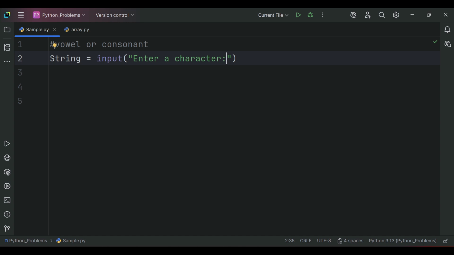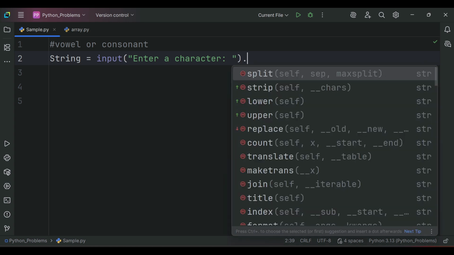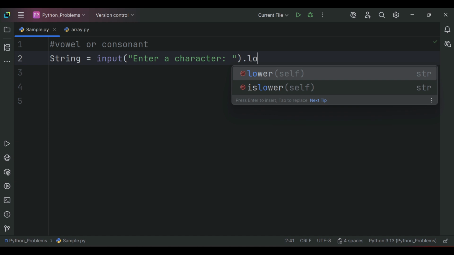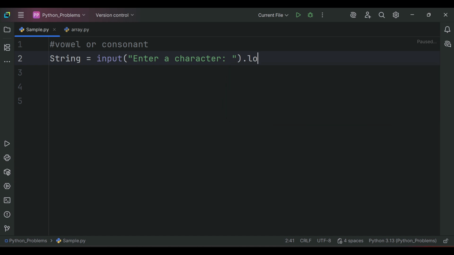Why? Because in Python there are no characters, always strings. Suppose a single character is there, that is also a string and its length is one. There are no characters in Python. Always everything is a string in Python. Now by using string methods, the given input I am converting into lowercase letters.